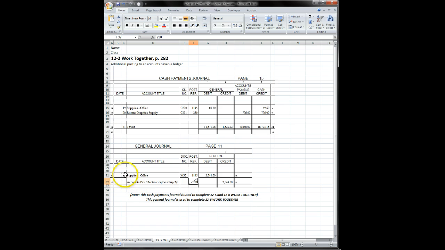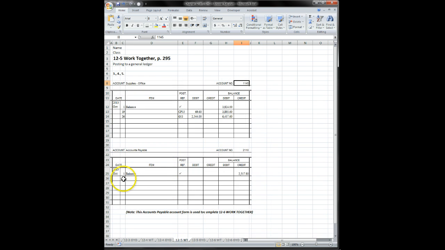So it was still on the 26th, right? And it was still General Journal, page 11. And this time it's a credit for $2,544. So let's go to 12-5 work together, which is here. If you split your screen, it will be much, much easier. If you forget how to split your screen, it's view, new window, arrange all, vertical.